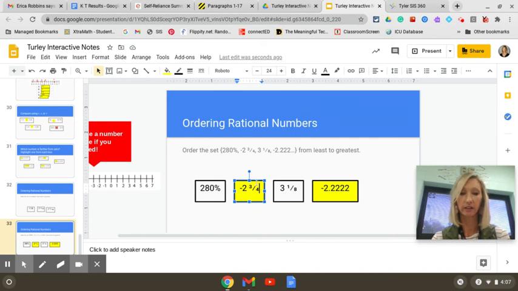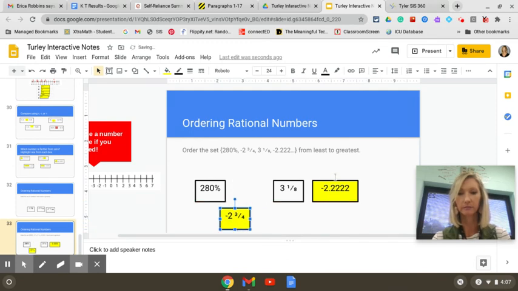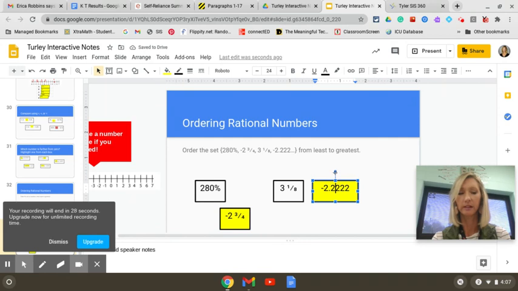Followed by that one, if I can get them to move. There we go. Okay, I'm running out of time, but that would be next. And then 280%, remember, is 2.80. So that's positive, so that would be next. And then 3 1/8 would be your greatest number. So go ahead and drag those together. Negative 2 3/4, negative 2.2 repeating, 280%, and 3 1/8.